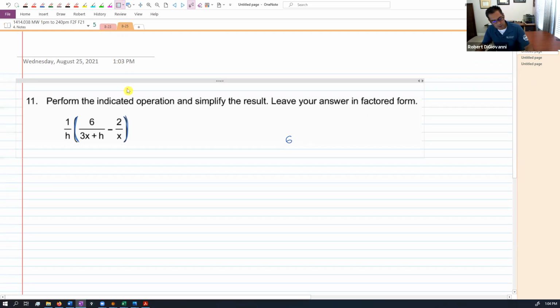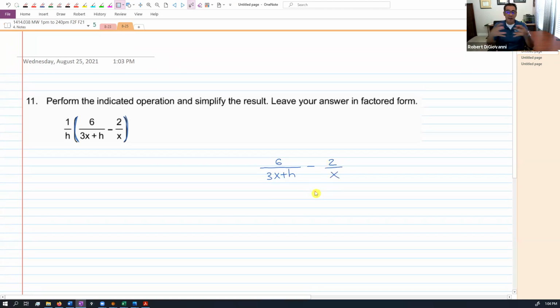Let me give us some lines here. I'm going to take 6 over 3x plus h minus 2 divided by x. And I'm going to try and combine these into one fraction instead of 2. To do that, I'm going to need a common denominator. So can somebody tell me what I need to multiply the first fraction by and what I need to multiply the second fraction by to have a common denominator?